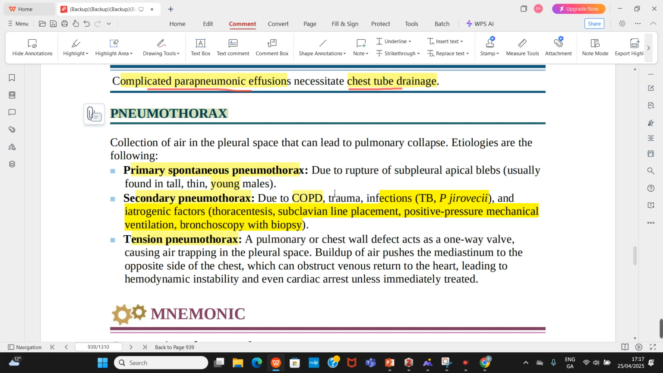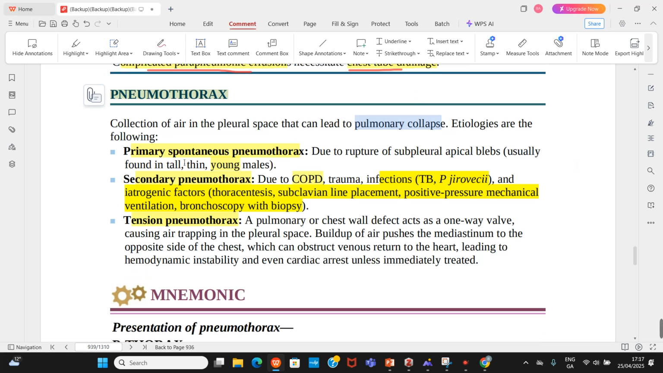We are moving on to pneumothorax, which is a collection of air in the pleural space. At the end of the day, it can compress the lung, leading to lung collapse. There are three types of pneumothorax: the primary spontaneous pneumothorax, the secondary pneumothorax, and the tension pneumothorax.